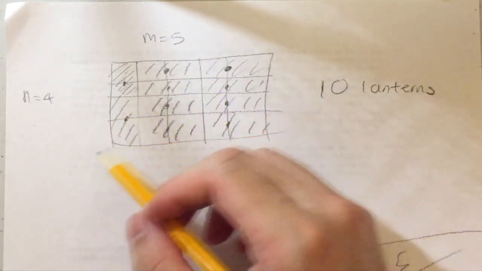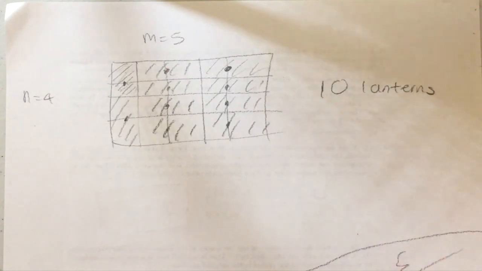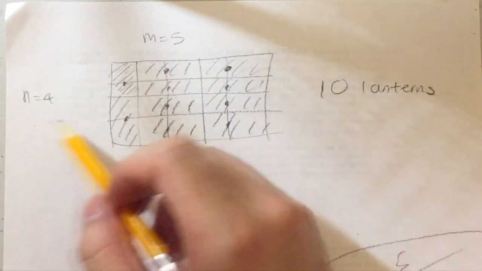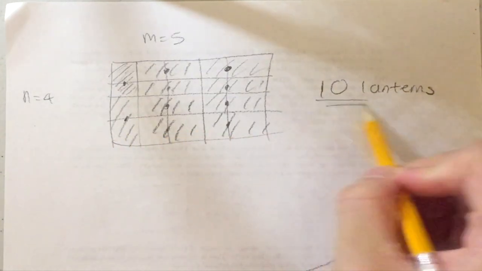Okay, so based on this, basically all we did was take every two squares and put one lantern. So all we have to do is find the total number of squares, and then put a lantern for every two squares, right? So that's how we did it.